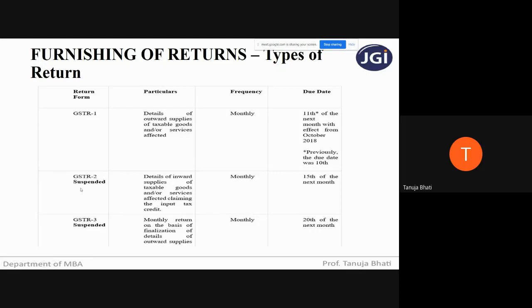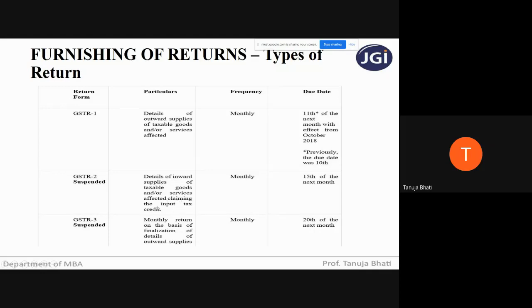GSTR2. Now GSTR2 for now is suspended. Means this return is written in the act, but for now, this is not in operation. Means it is not in action. So GSTR2 is details of inward supplies of taxable goods or services affected, claiming the input tax credit.